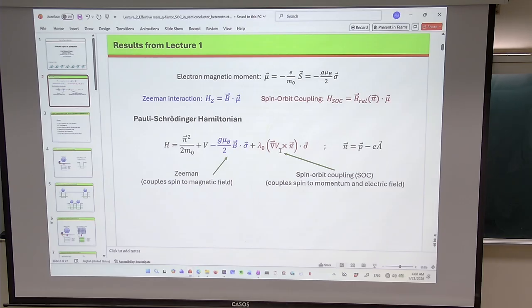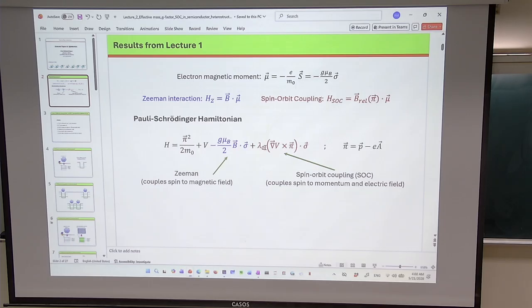So this lambda naught here, which is coming from the spin-orbit coupling for electrons in free space, is also very small. It's actually equal to h bar squared over 4 times m squared c squared. So there is a factor of 1 over c squared. c is a large value, so this is very small. So it means that for electrons in free space, there is no use for doing spintronics with these electrons.